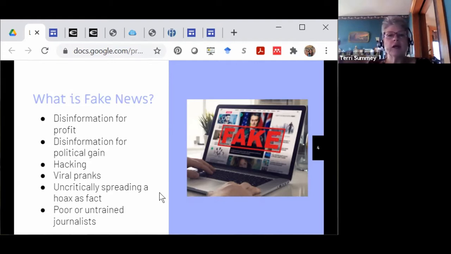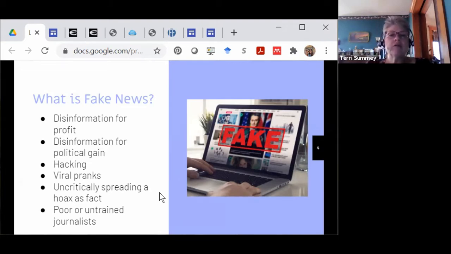Hacking would be another way. Hackers can gain access to websites or social media accounts of reputable news outlets and disseminate fake stories. Viral pranks, which are hoaxes that are spread for fun, may start out just as something that's fun to begin with, and then it goes viral and it is shared all over.